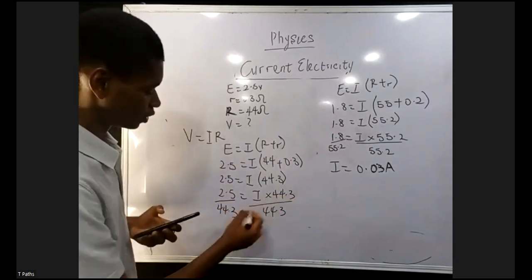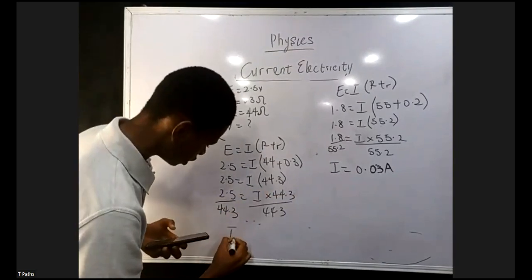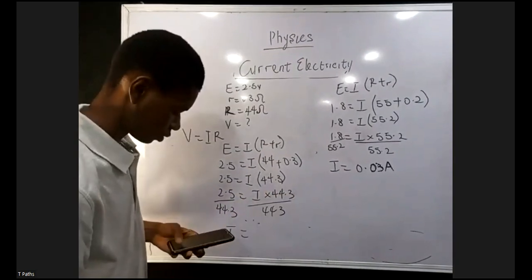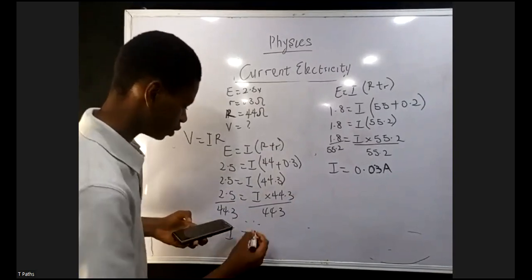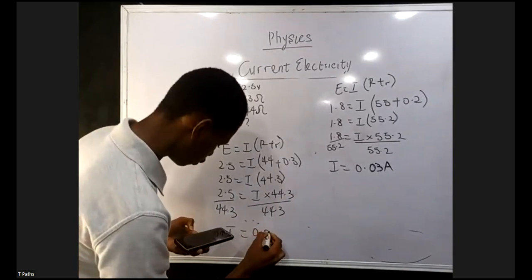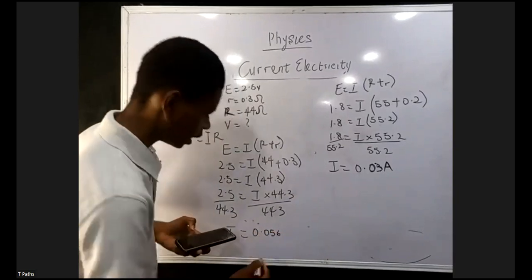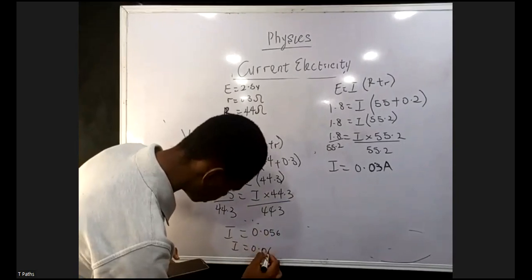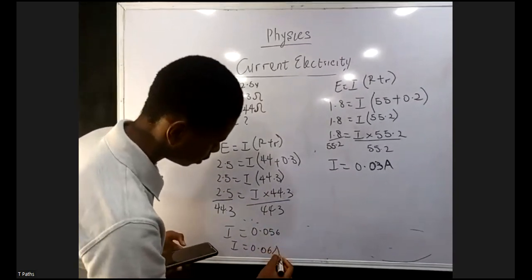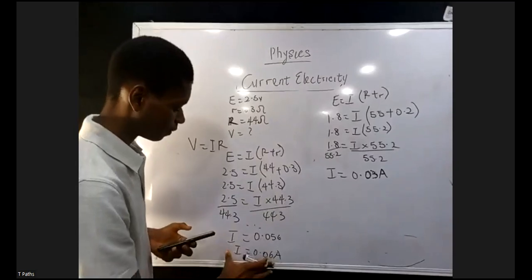I'm dividing this by 44.3. I'm left with I equals 2.5 divided by 44.3, which gives me 0.056. If I leave this in two decimal places, I equals 0.06. And don't forget to add your unit, which is ampere. So now I've gotten the value of my electric current.